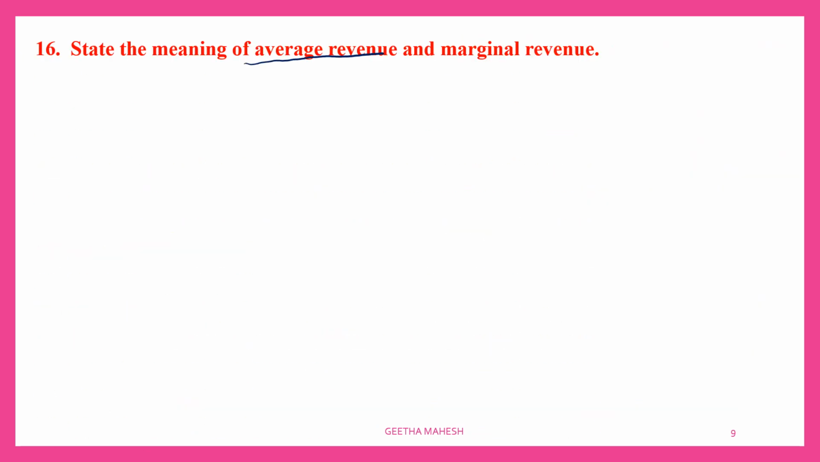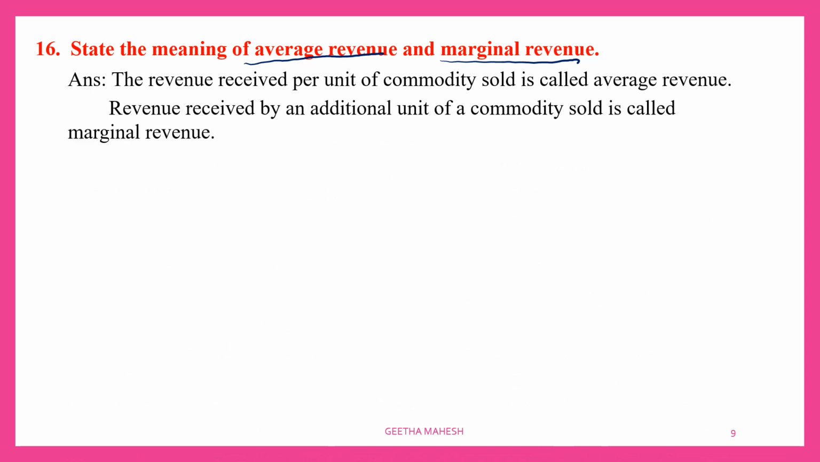State the meaning of average revenue and marginal revenue. Average revenue refers to revenue received per unit of commodity sold.